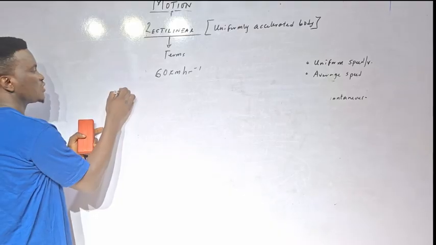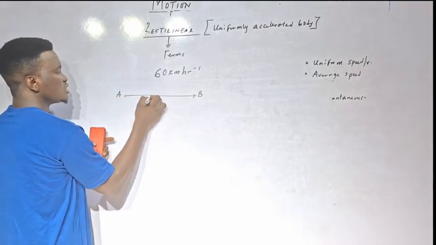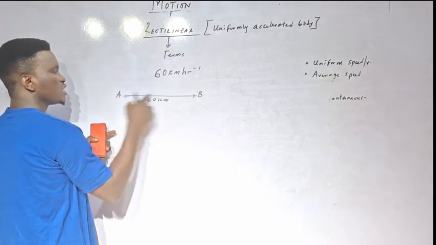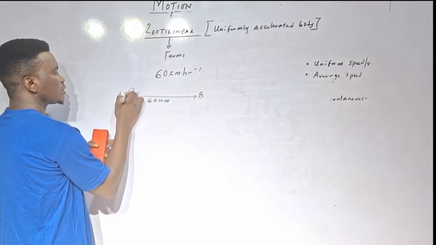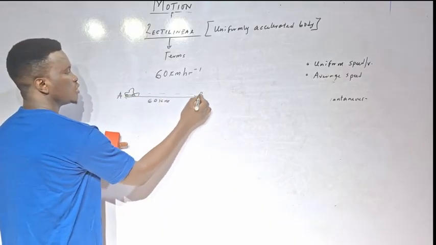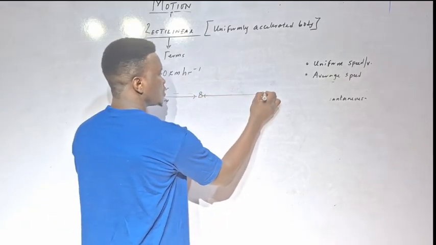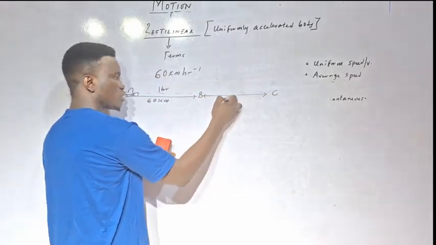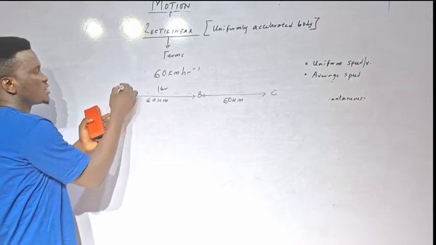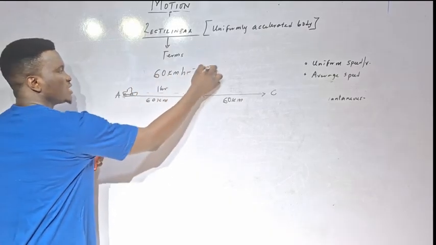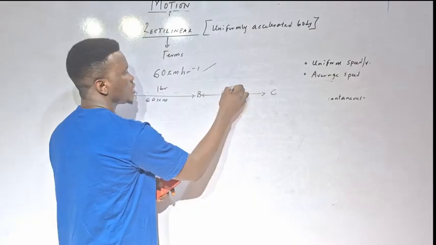So if I tell you that a body is moving at 60 kilometers per hour, simply this means that if the body starts from A, and from A to B is 60 kilometers, then the time taken for that body to move from A to B would have been 1 hour. Then if the body will cover another 60 kilometers, let's say from B to C, how many hours will it take? Since it's still moving at that same speed of 60 kilometers per hour, it will still spend 1 hour.